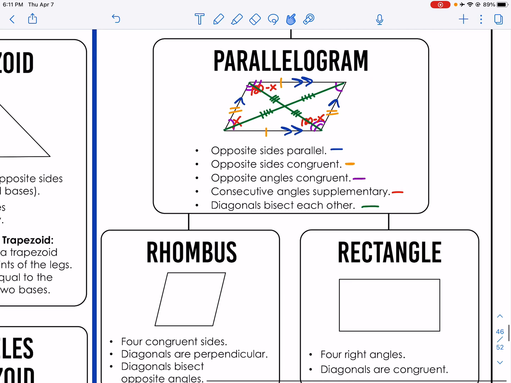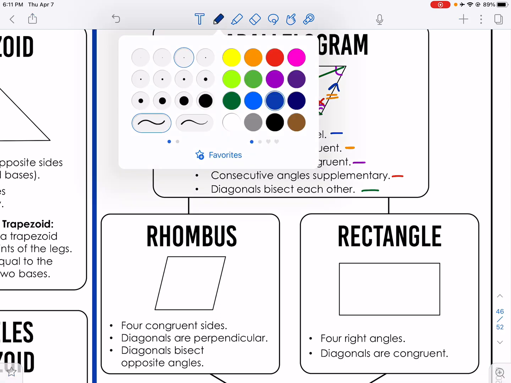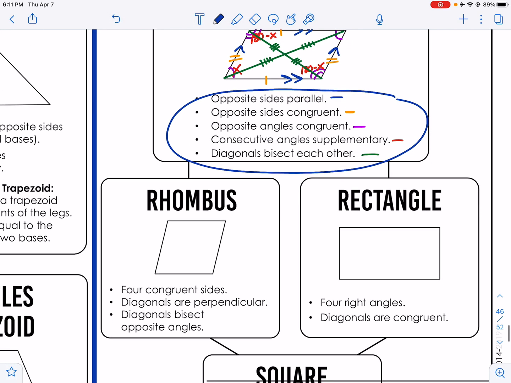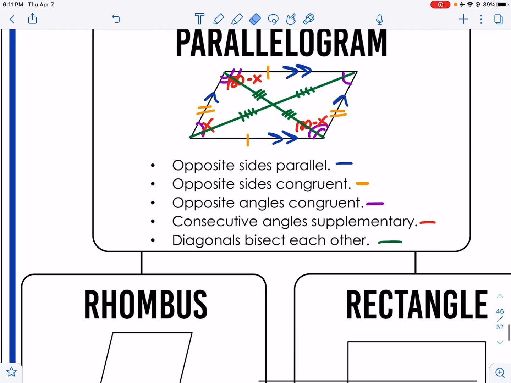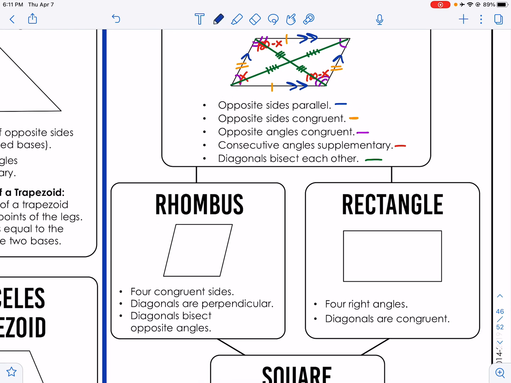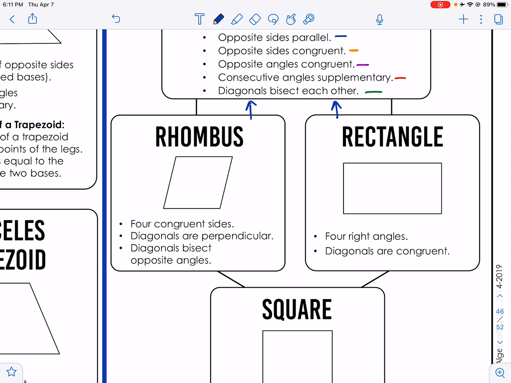Okay, there's a reason rhombuses and rectangles are right underneath parallelograms. That's because they have all of these same 5 properties. But we're not going to put those 5 properties on here. We'll have way too many markings going on. It'll look way more complicated than this. So we're just going to keep in mind it has all of the above properties, rectangles and rhombuses, in addition to these 3 and these 2.